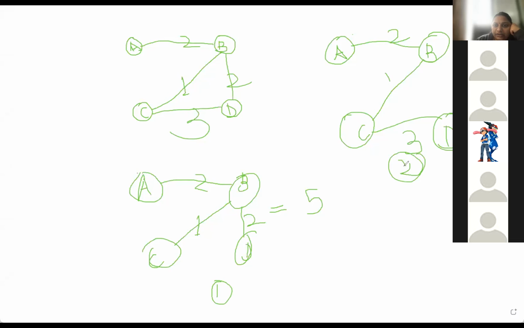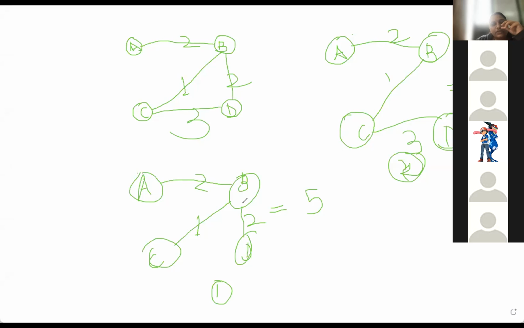Now, what is the weight of this spanning tree? 2 plus 1 plus 3 is equal to 6. Okay. So what will be the minimum spanning tree? The first one will be the minimum because this is having the weight 6 and this is having the weight 5. Okay, getting?